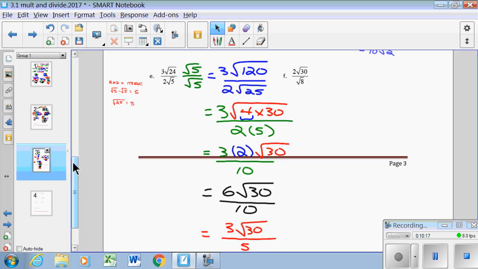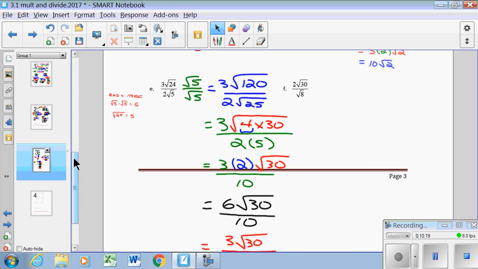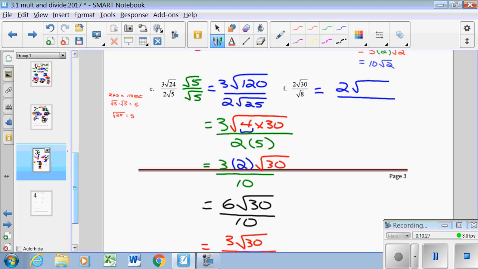Question like F. Let's go back to the idea that whole times whole and radical times radical, because that's still the first thing you want to look at. 30 and 8 both divide by 2. 30 divided by 2 is 15. 8 divided by 2 is 4. I like it a lot because square root of 4 is a whole number. I recognize that from my number.